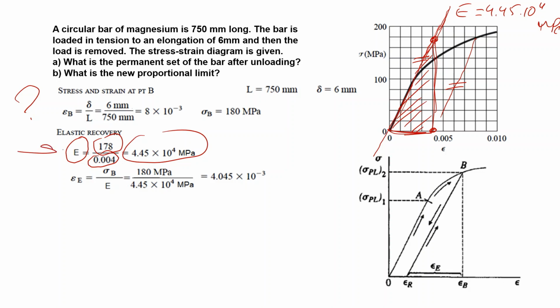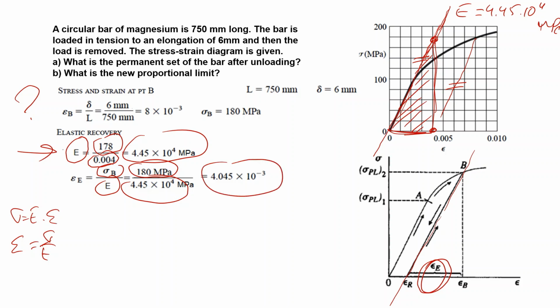So I know my E value, so I need to calculate this value. In order to find this value, what I have to do is, over here, Hooke's law is valid. Sigma equals E times epsilon. Epsilon E is sigma over E. Sigma over E, I know it's 180. This is what I have calculated. This is my epsilon E. What is epsilon E? Epsilon E is this value over here, which is released under unloading.